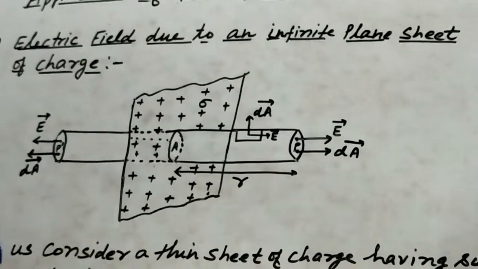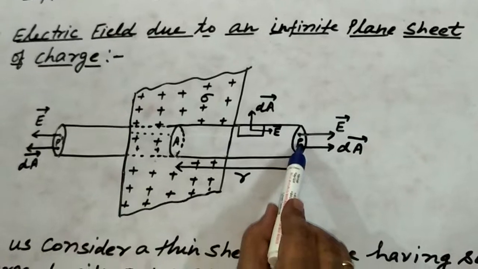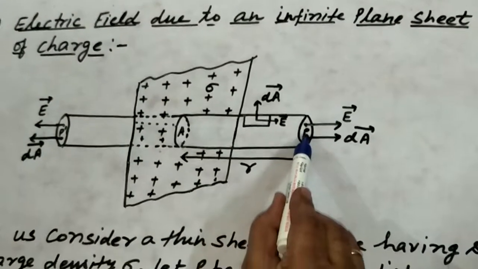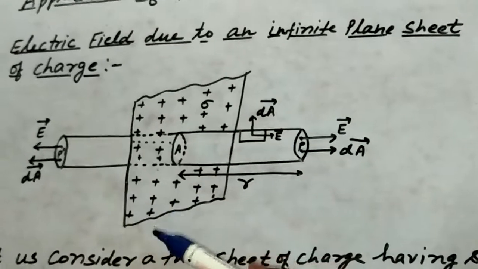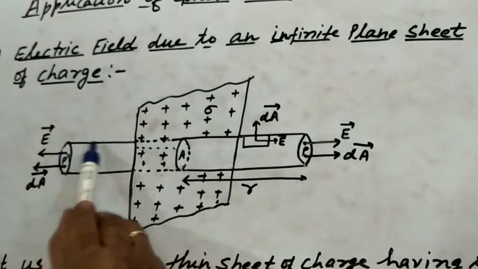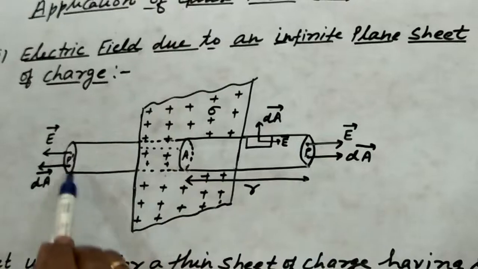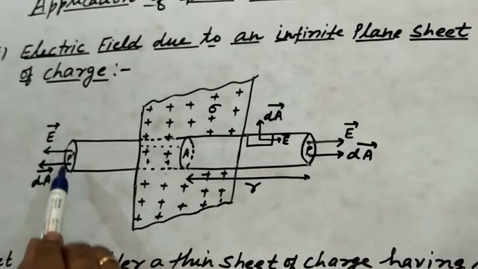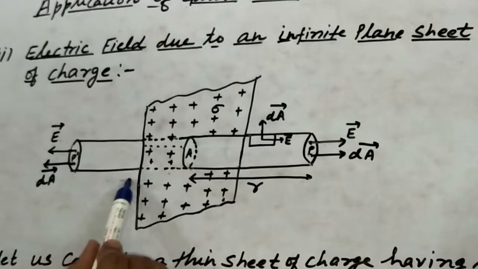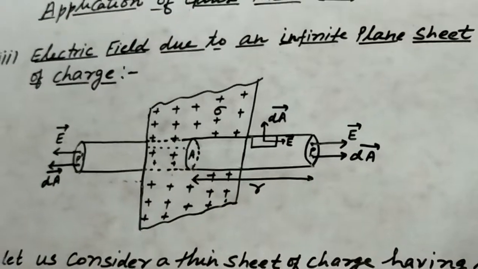Dear student, for finding the electric field at distance r from it, that is at point P, first we will draw a Gaussian surface. So first we will draw a Gaussian cylinder cutting this sheet and passing through the points P and P dash. Remember, this distance from here is also r.